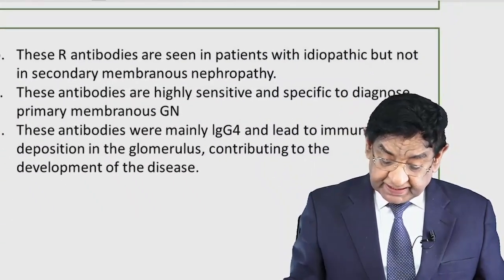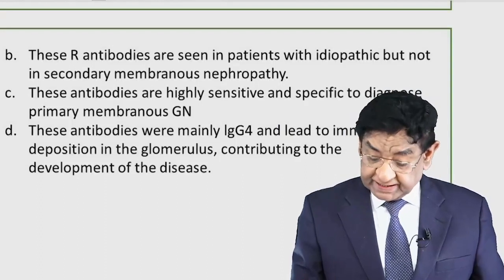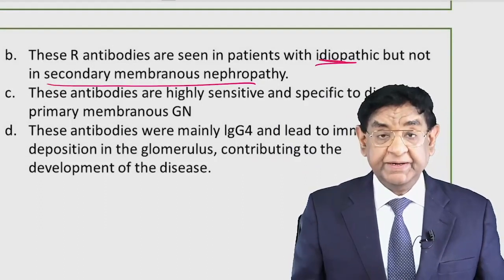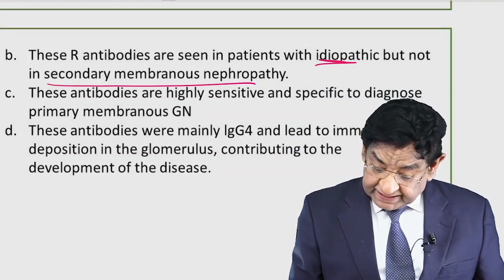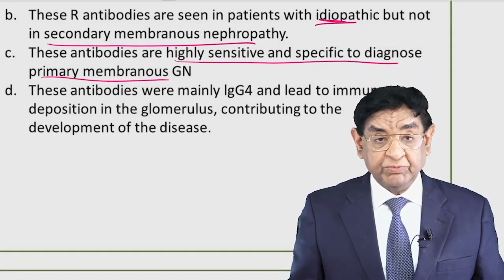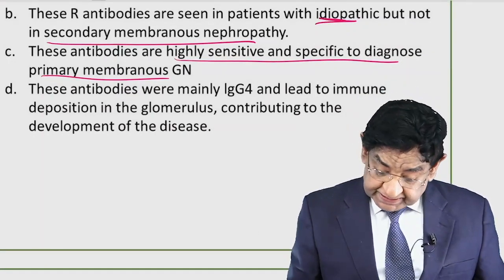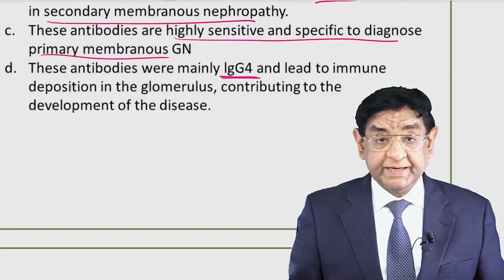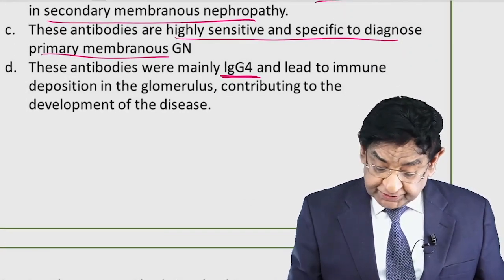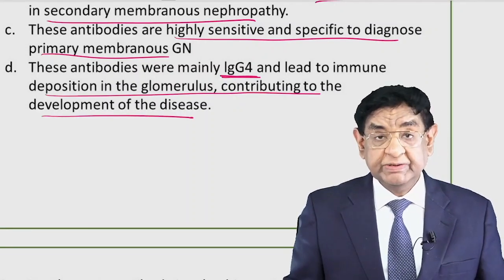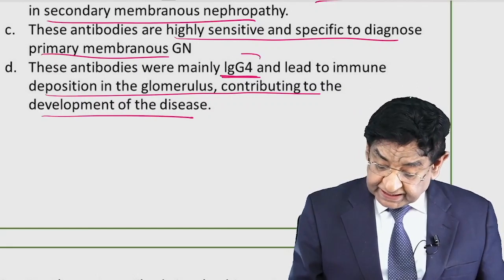As I told you, these antibodies are seen in the idiopathic variety. They are not present in secondary. These antibodies are highly sensitive and specific to diagnose primary membranous glomerulonephritis. And these antibodies are mainly IgG4. This again is a point that you have to remember. They lead to immune deposition in the glomerulus, contributing to the development of the disease. This is IgG4.